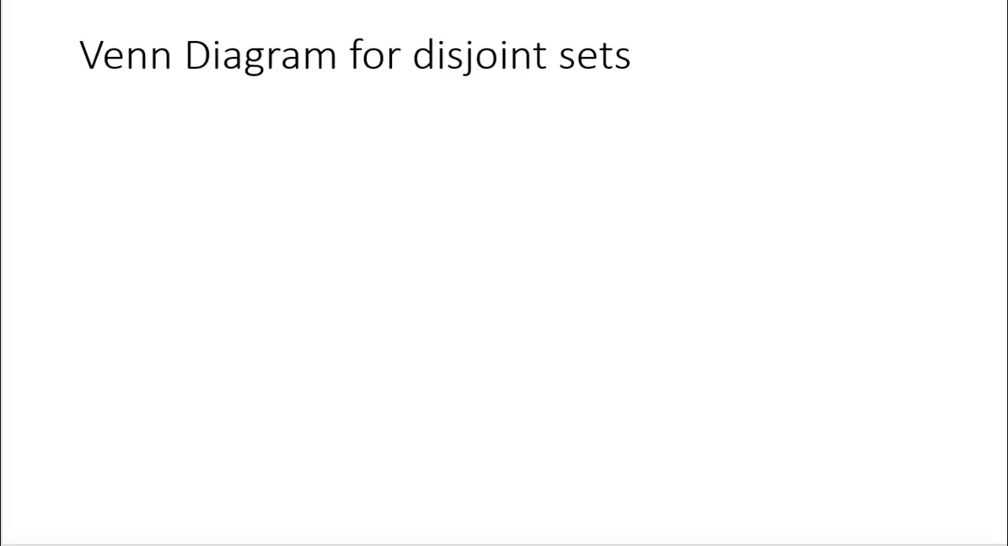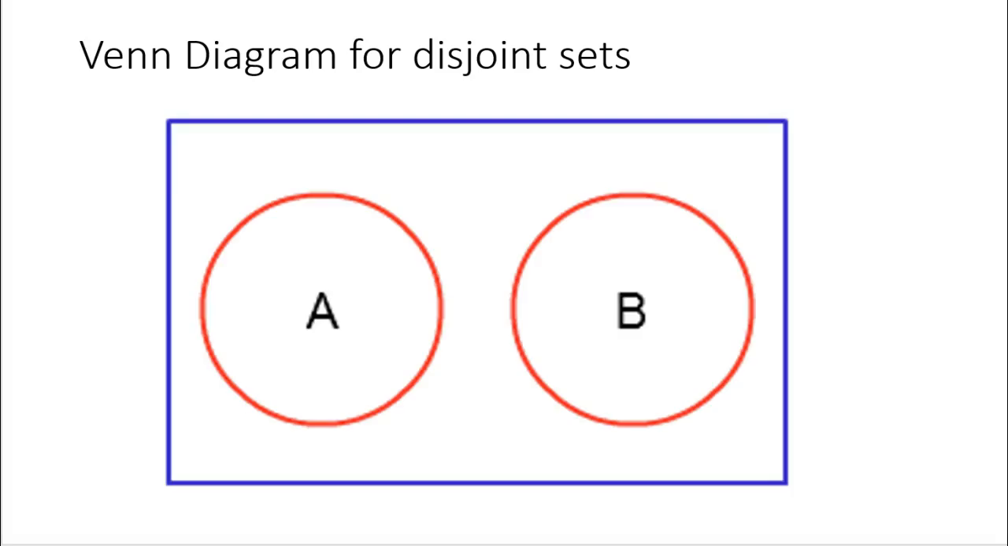Two events A and B are also said to be disjoint if they do not have any common outcomes. Here, we're going to look at a Venn diagram for disjoint sets. So here's an example where we have a Venn diagram showing two sets that are disjoint. Notice we have a circle for each of the events A and B, and they do not overlap. Pause the video and see if you can write a Venn diagram for three disjoint sets.